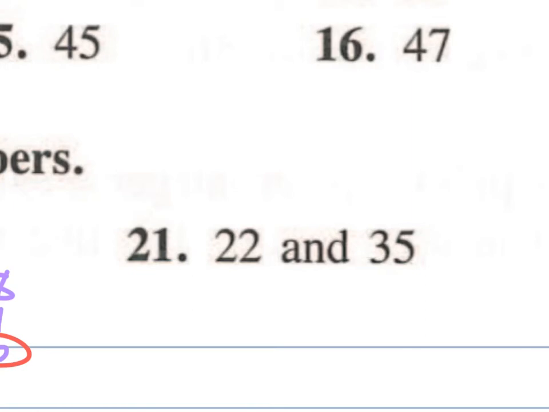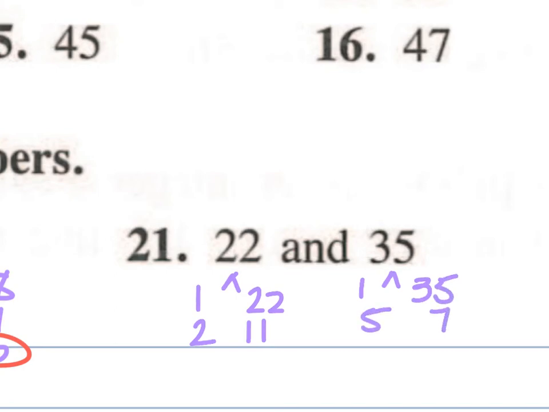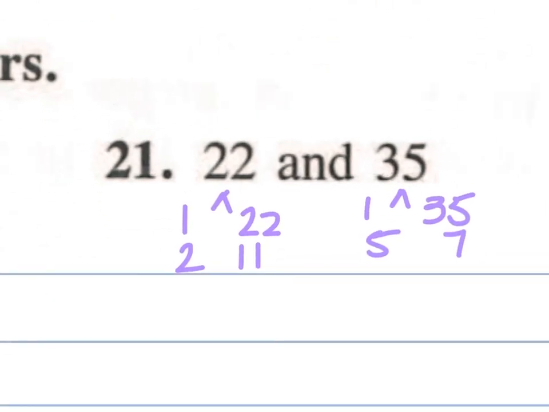For 21, we have 22 and 35. So we're going to find the factors of 22, which is 1 and 22, 2 and 11. For 35, it's 1 and 35, 5 and 7. So when we look at these, the only factor that they share is the 1. So it's just 1.